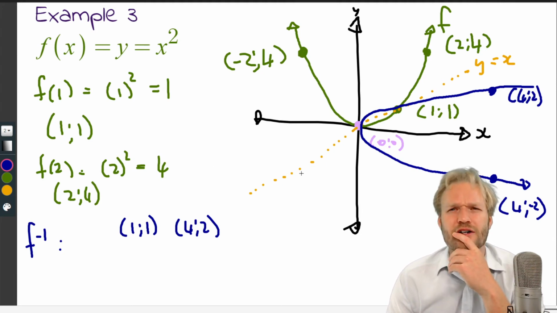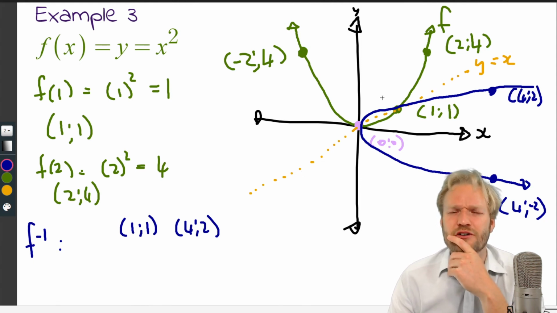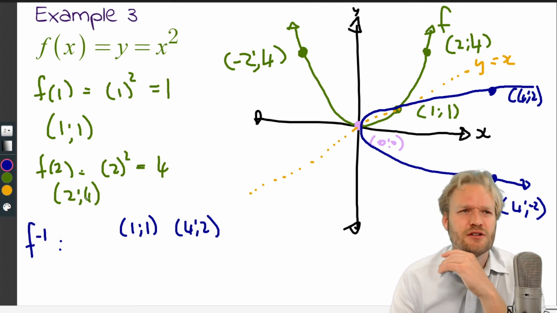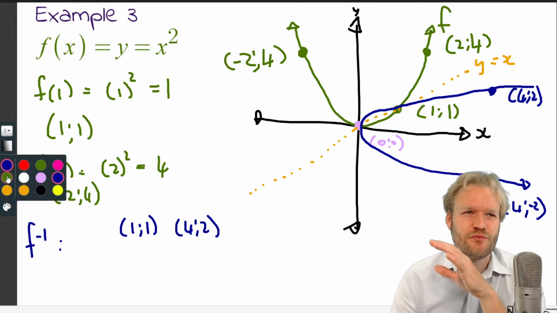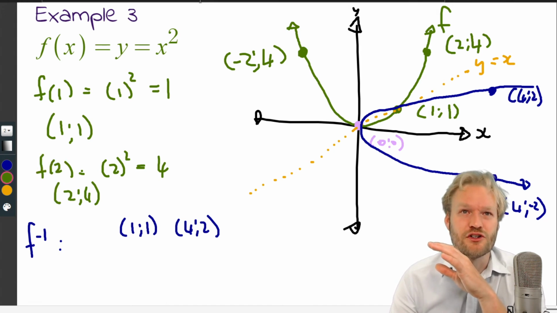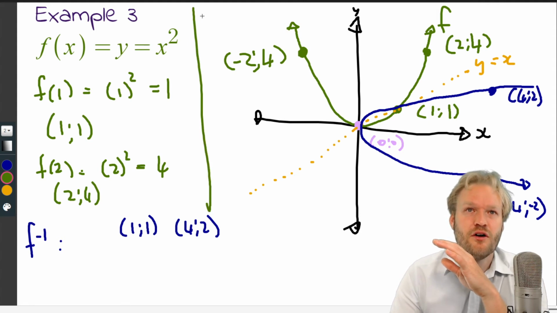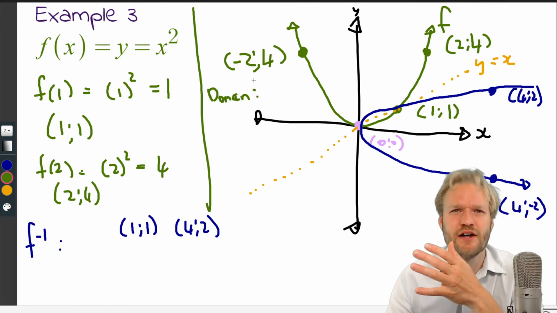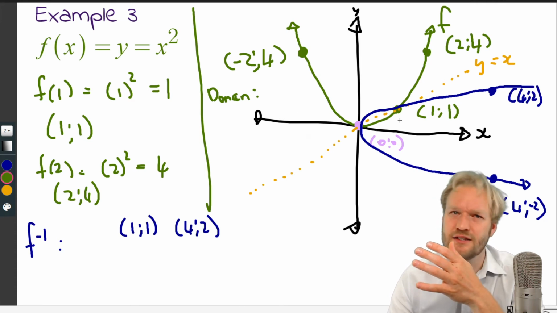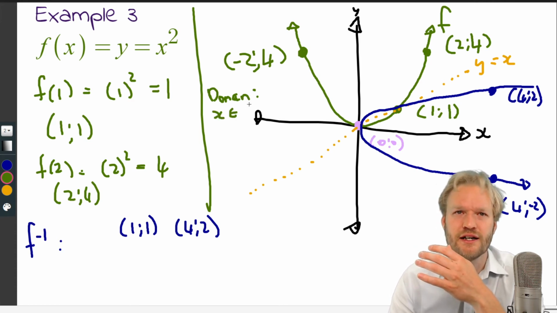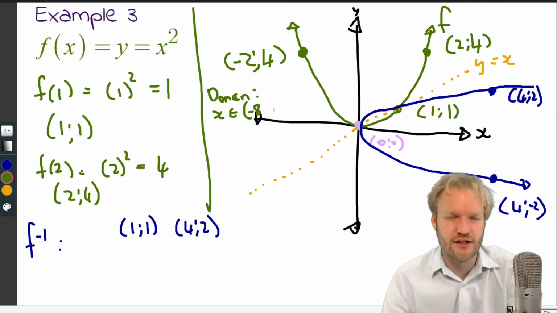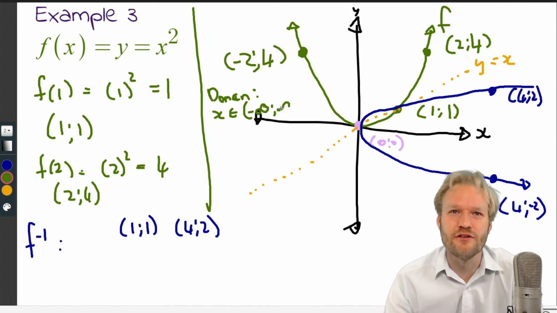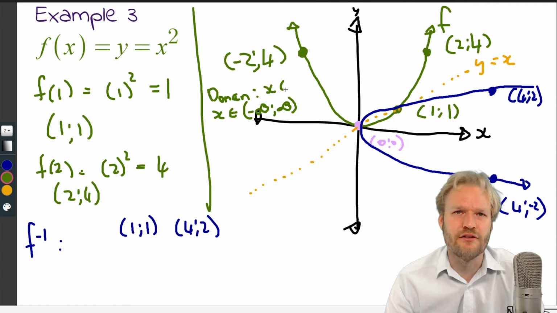What else do we want to look at here? We've drawn our inverse. We've got the original. Maybe let's have a quick look at domain and range. For our original function, f, what is our domain? Well, domain relates to x values, and we can input any x value at all. So x is an element of negative infinity to infinity. Or you might have written x as any real number.